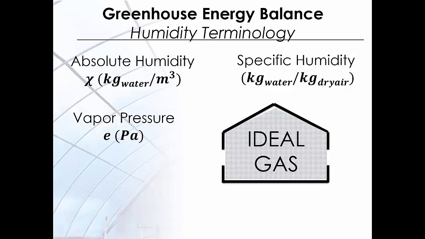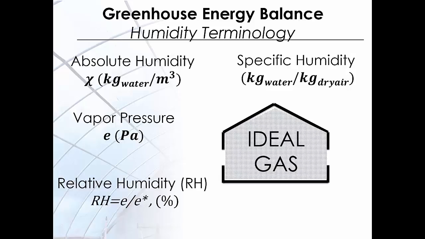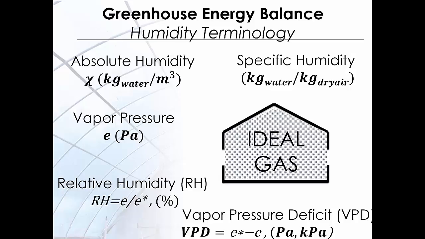The vapor pressure increases exponentially as the temperature of the air increases. Other quite common definitions of air humidity take this factor into account. For instance, relative humidity, which is the ratio of vapor pressure to saturation vapor pressure, and vapor pressure deficit, which is the difference between saturation vapor pressure and vapor pressure of the air.